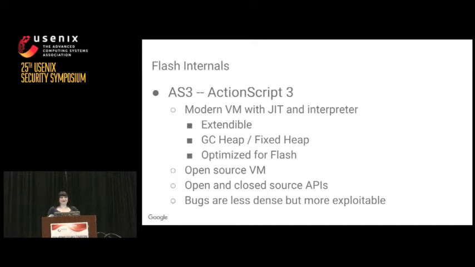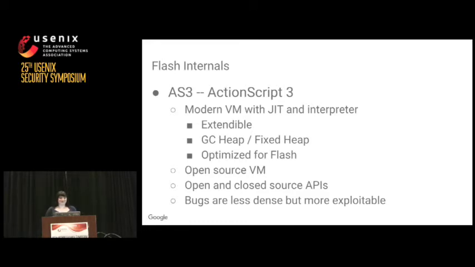ActionScript 3 is the answer to ActionScript 2. It is Flash's modern VM. It has just-in-time compilation and an interpreter. And something cool about it is it's open source. So if you go on the Tamarin project on Mozilla, you can actually see the ActionScript 3 VM. And it's extendable. The way you write native code in ActionScript 3 is you declare an ActionScript API, and there are very clear boundaries. And it's quite easy to extend it.